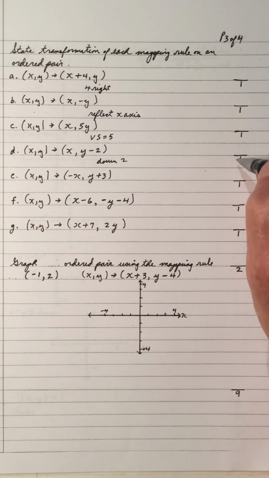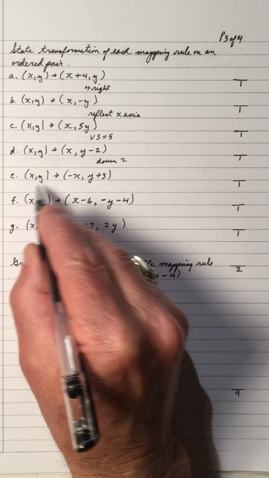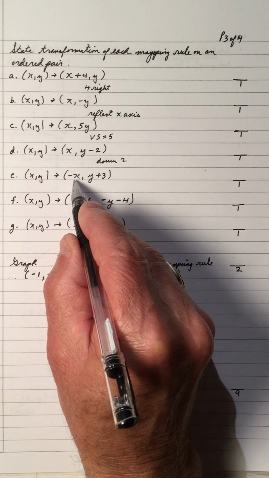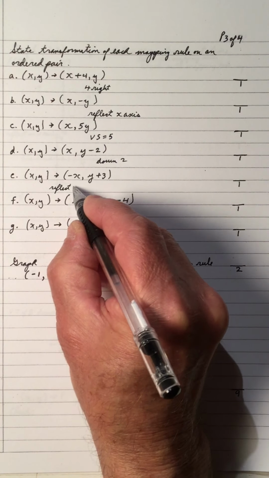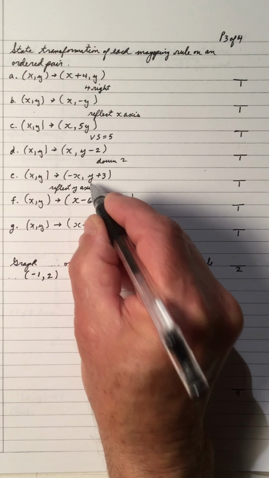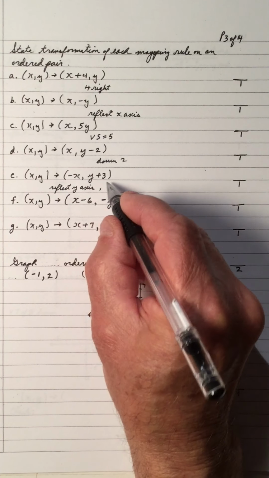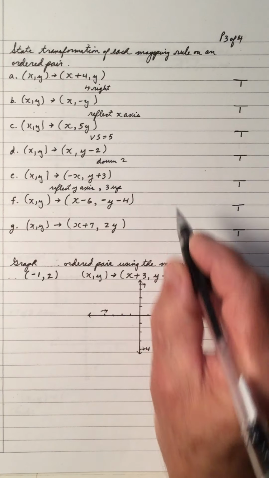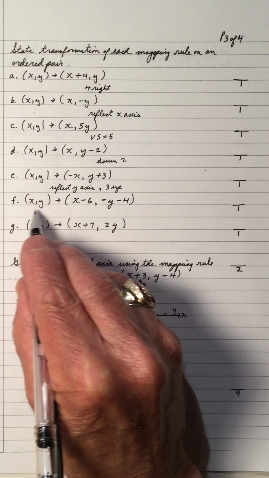And when you get them right, give yourself a mark. And E, the x is changed, so it's the x to a negative x, so it's reflected in the y-axis, a horizontal reflection. And the y has 3 added to it, so that's going 3 up in terms of the y. Plus is up, and it's on the y. And we get this one.